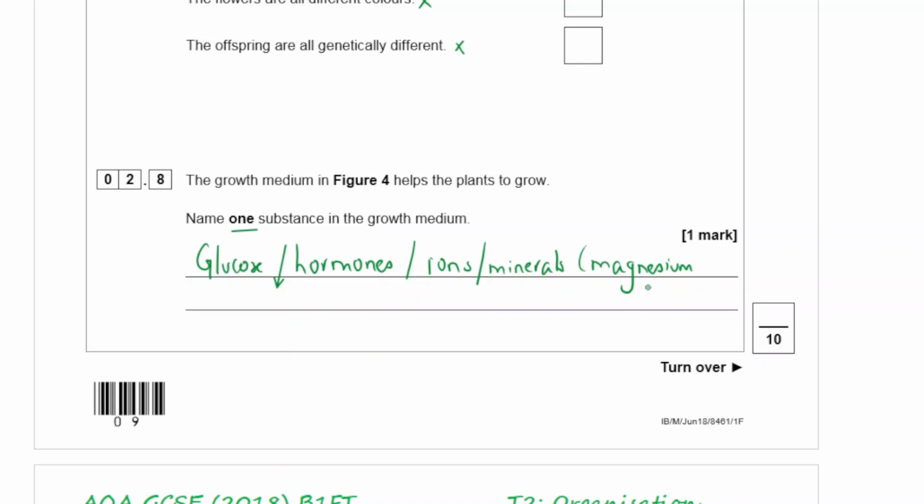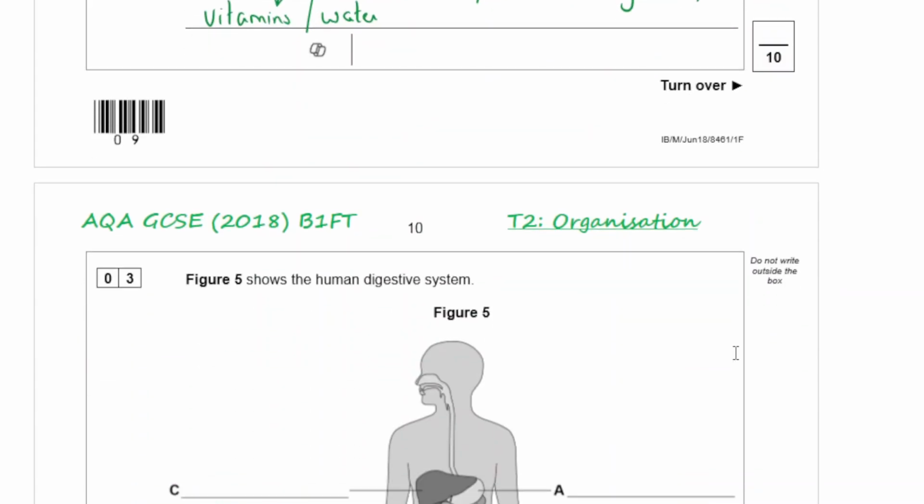In humans, for the blood, you need iron. Magnesium is needed in plants, and you also need nitrates, which is actually part of the fertilizer. You could say vitamins, or the simplest thing is water. You need water for it to grow. That brings us to the end of question number 2.